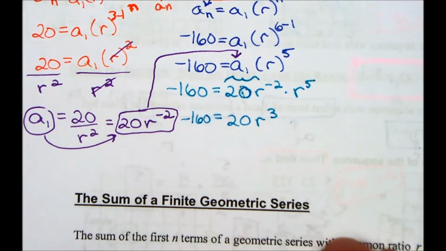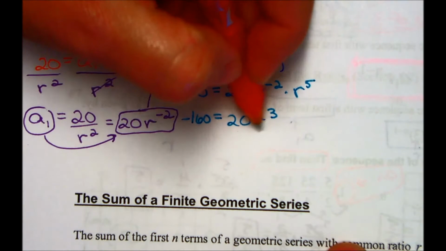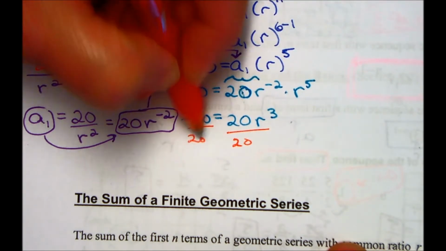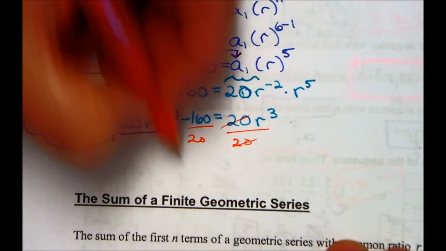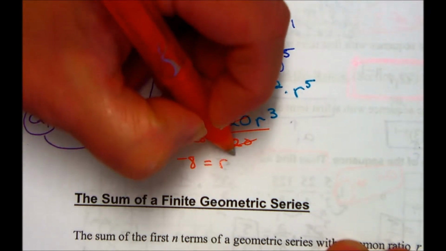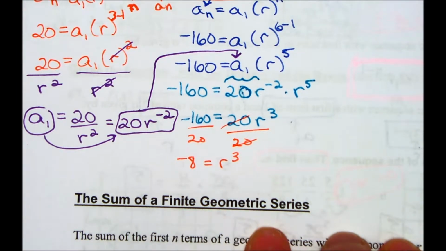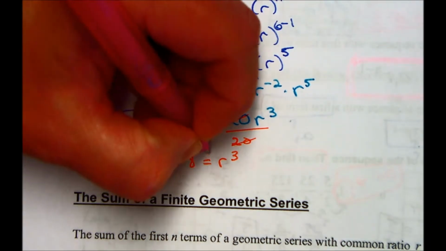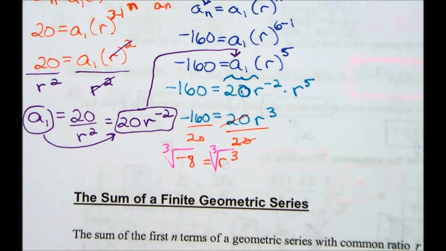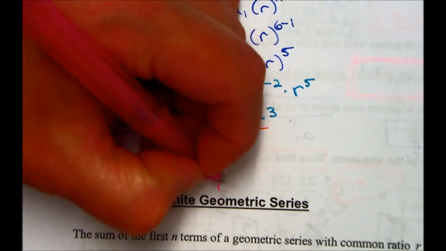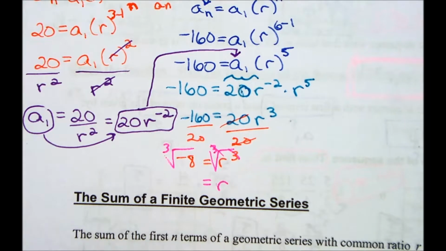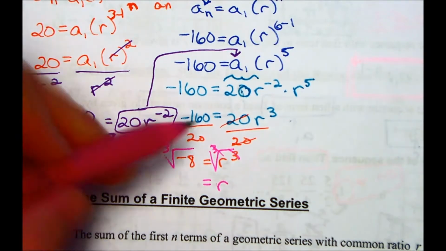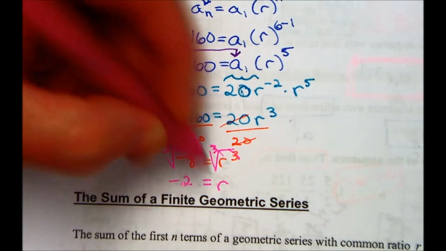All right, so we have to solve for r. We're almost done. We're getting there. Divide by 20 on both sides. Negative 160 divided by 20 is negative 8. And then take the cubed root of both sides of the equation. Because it's an odd root, there's only one root. If it was an even root, then we would have 2 roots, and that does, I think, complicate things a little bit. The cubed root of negative 8 is negative 2.